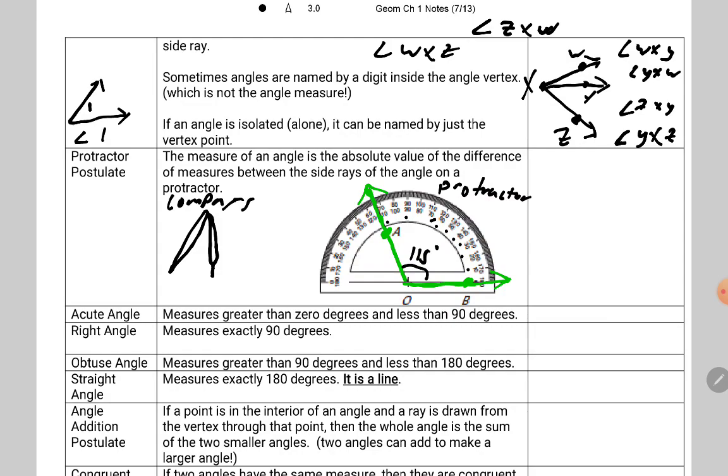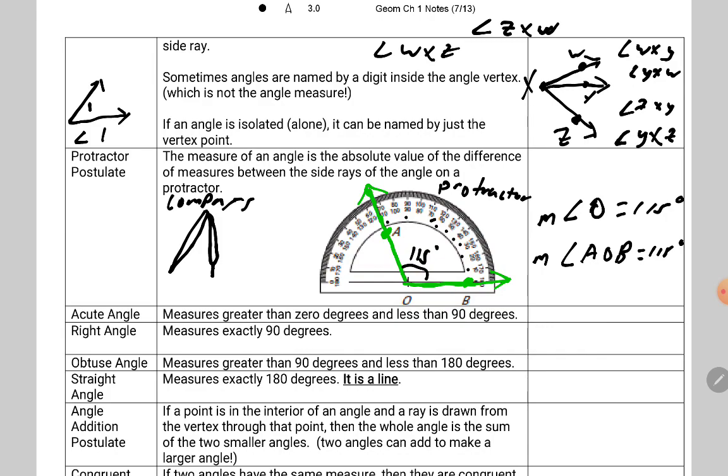Basically, there's a protractor postulate, and it's just saying you can measure an angle. So the measure of angle O equals 115 degrees. Or the measure of angle AOB is 115 degrees. See how it just makes more sense if you include the three letters each time.